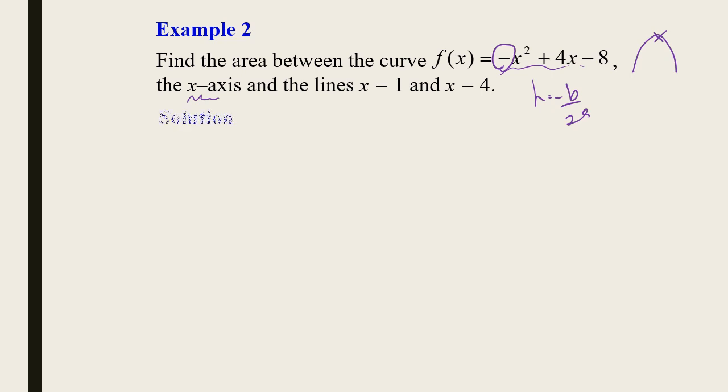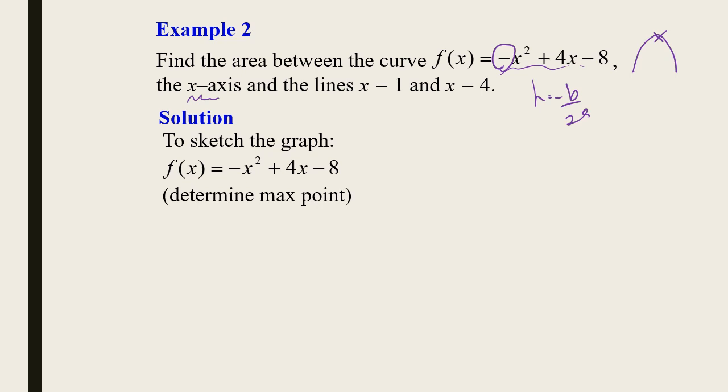Okay, so to sketch the graph, we have to determine the maximum point. For this one, I want to use the application of differentiation, where we find the first derivative of the function, f prime x equal to negative 2x plus 4. And then to determine the maximum or minimum point, we equate f prime x with 0. After that, we can find the value of x, the x coordinate of the maximum point. So negative 2x plus 4 equal to 0. So 2x equal to 4. So x equal to 2. So the x coordinate of the maximum point is 2.